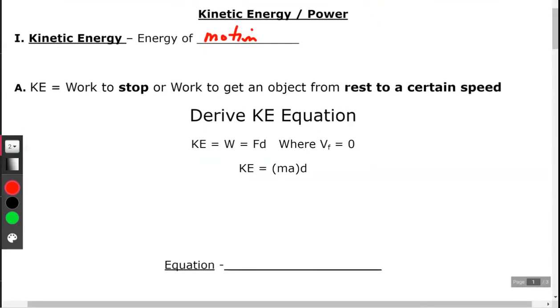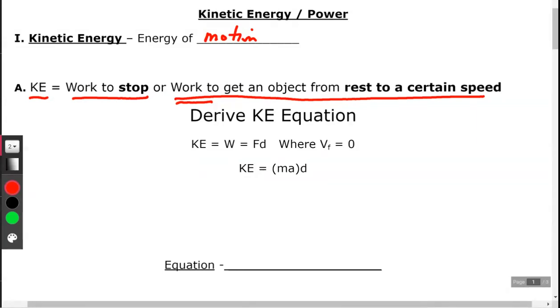How do you find out how much kinetic energy an object has? By definition, it's the work to stop. It's whatever work it would take to stop the object or get the object from rest to a certain speed. Just to make this relatable, what kind of kinetic energy does a baseball have? Well, how much work did you have to do to throw it? If you did 6 joules of work to throw it, it's going to have 6 joules of kinetic energy.